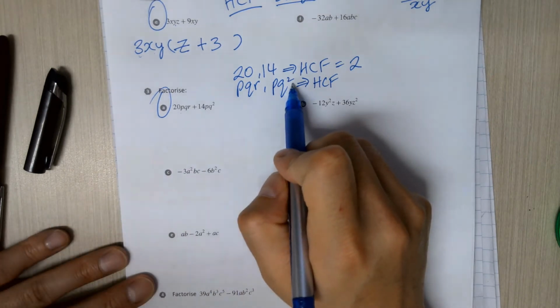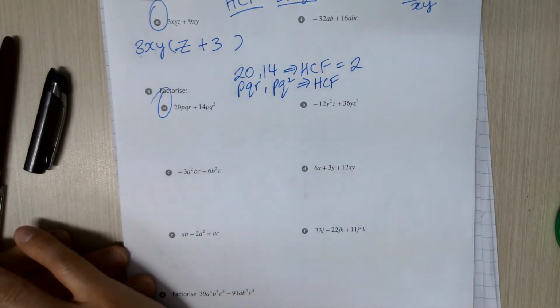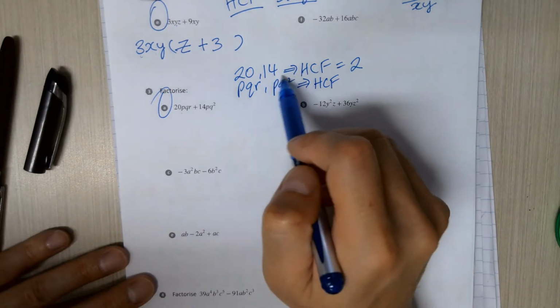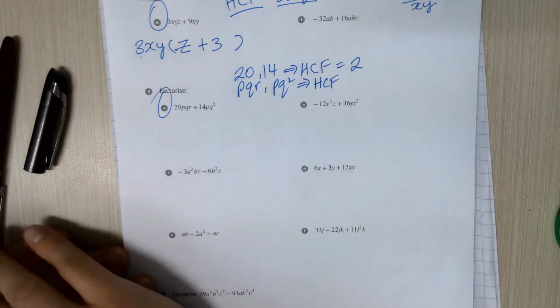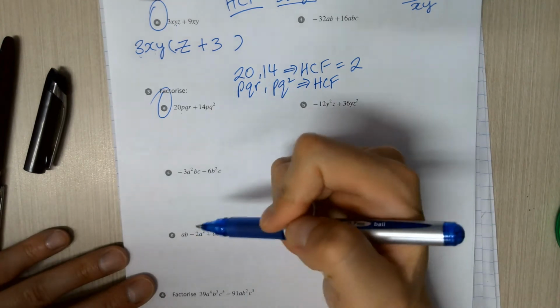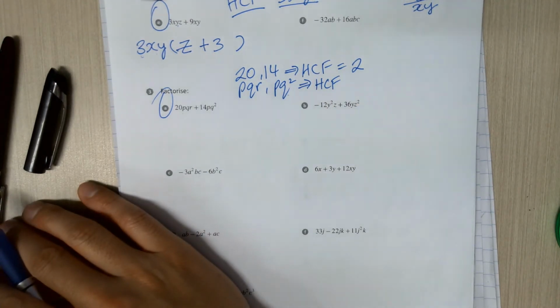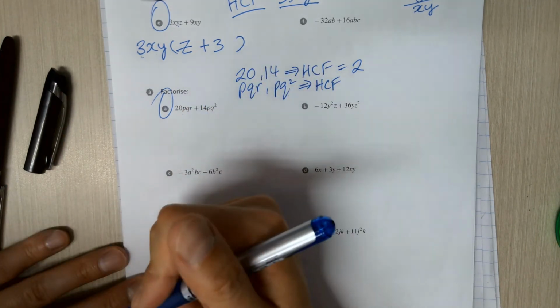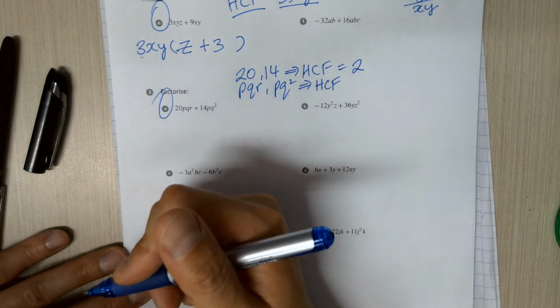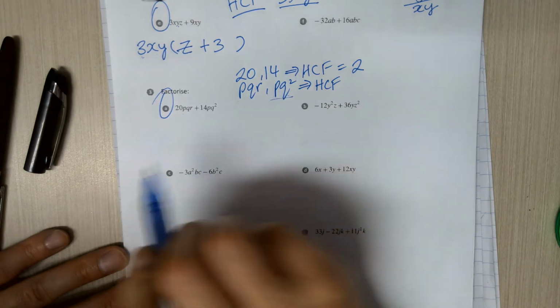What does Q square mean? Q square means Q times Q. So this whole chunk means P times Q times Q. So what can divide nicely into this and this? Well, the only one you can really see is PQ, right? PQ exists here, PQ exists here.